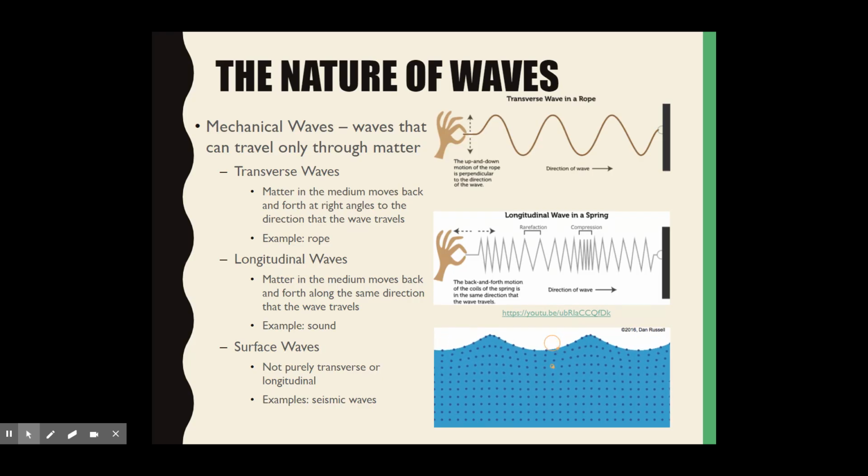Mechanical waves can only travel through matter, so they have to have matter. Transverse waves are waves in which the medium moves at right angles to the direction of the energy of the wave. So you can think about transverse waves as moving up and down. So if you tie a rope to something and you start to shake it up and down, that's going to produce a transverse wave.